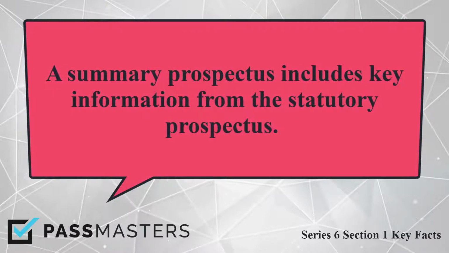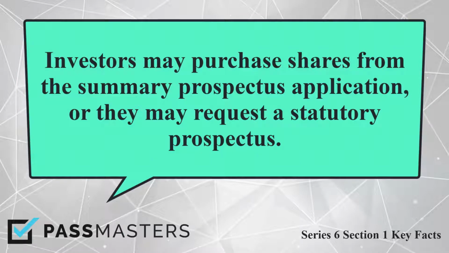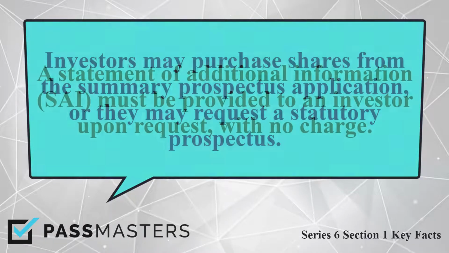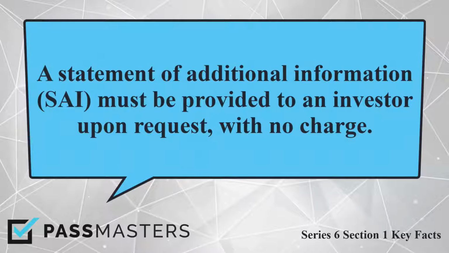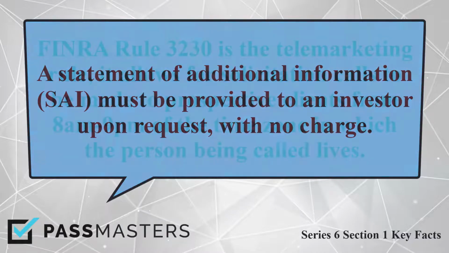A summary prospectus includes key information from the statutory prospectus. Investors may purchase shares from the summary prospectus application, or they may request a statutory prospectus. A statement of additional information, SAI, must be provided to an investor upon request with no charge.